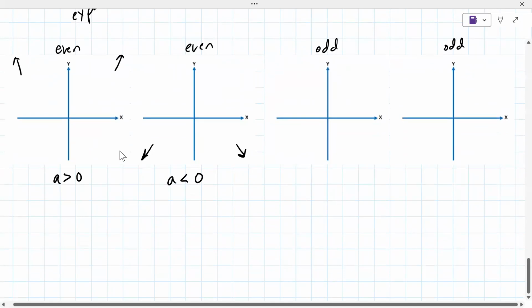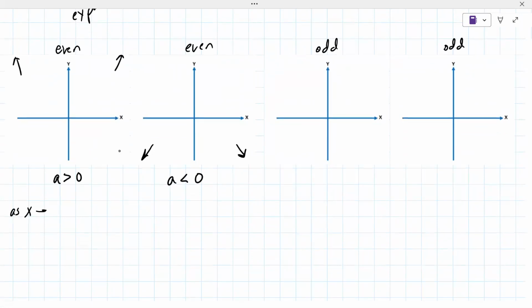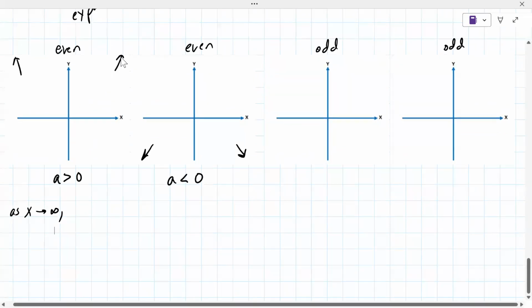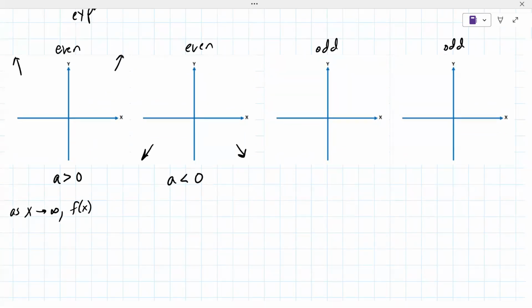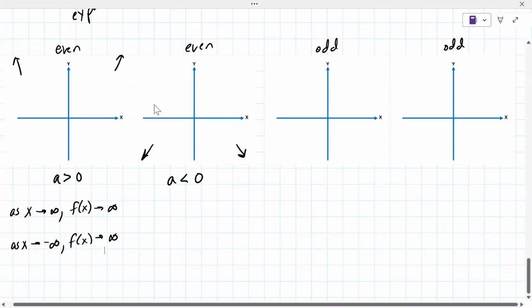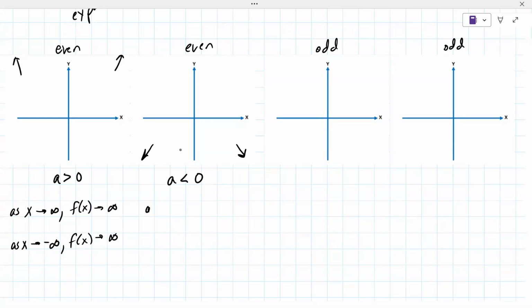Okay. And then we can add in this notation here. As x goes to infinity, so that's to the right here, f of x also goes to infinity. As x goes to negative infinity, f of x goes to infinity. Okay, yeah, that makes sense. And then we can make the same thing here. As x goes to infinity, f of x goes to negative infinity, and as x goes to negative infinity, it also goes negative.